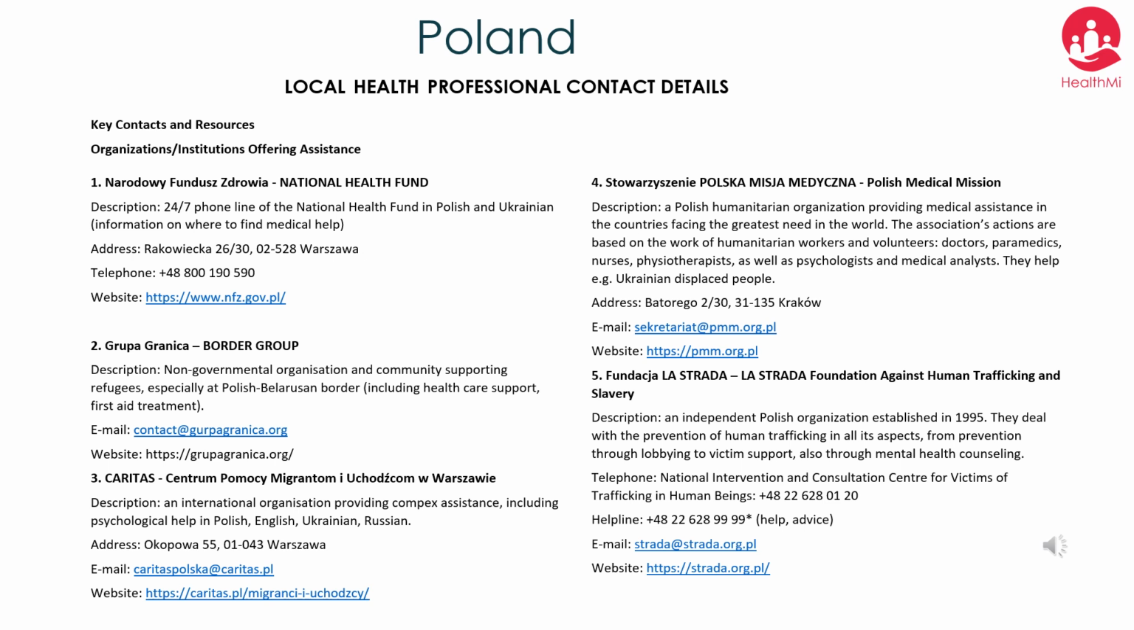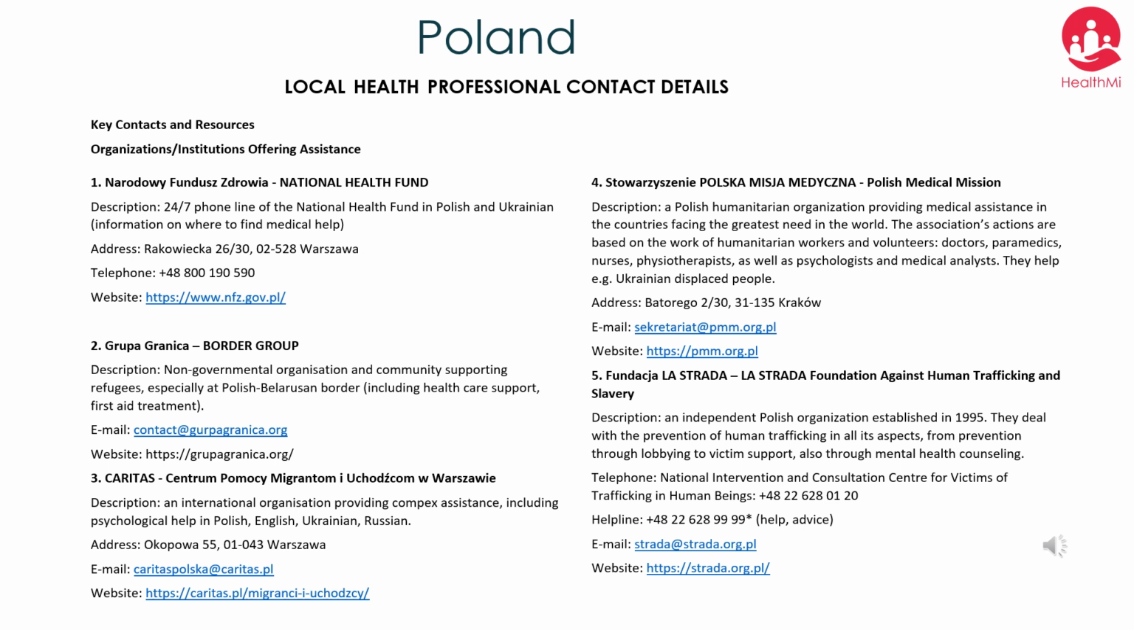3. Caritas, Centrum Pomocy Migrantom i Uchodźcom w Warszawie. Description: an international organization providing complex assistance, including psychological help in Polish, English, Ukrainian, and Russian. Address: Okopowa 55, 01-043 Warszawa. Email: caritaspolska@caritas.pl. Website: https://caritas.pl, Migranci i Uchodźcy.